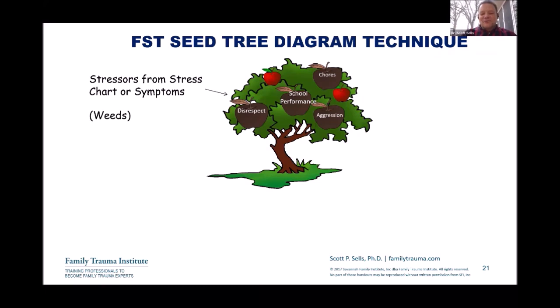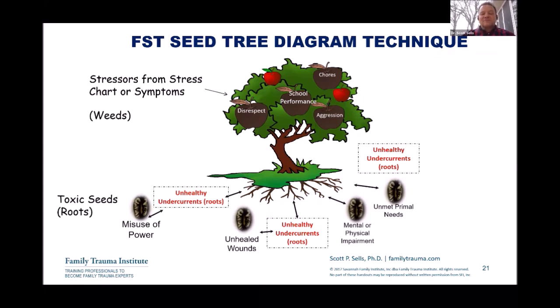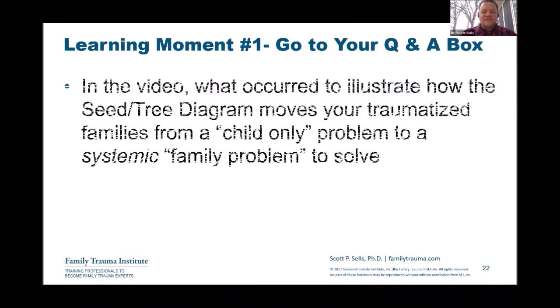And a plant doctor will look at the tree and look at the apple and say, okay, the apple, based on the fruit, is either healthy or not. But a good plant doctor will go beneath the soil and look at these seeds that are the drivers or causes of the stressors, or as we call them, symptoms. So the learning moment is what occurs to illustrate how this seed tree diagram moves your family from a child-only problem to a systemic family problem to solve.